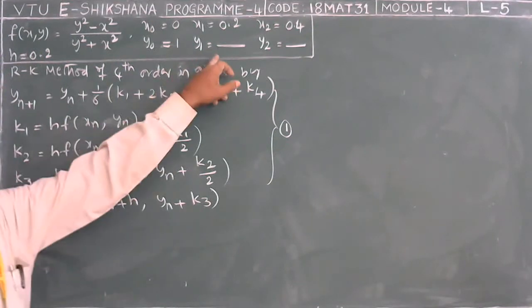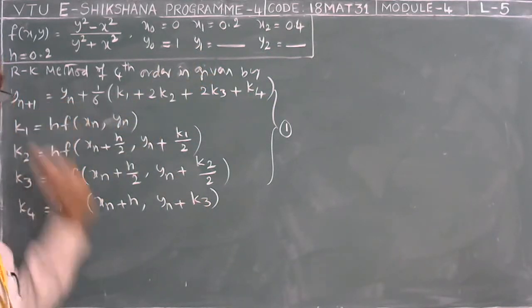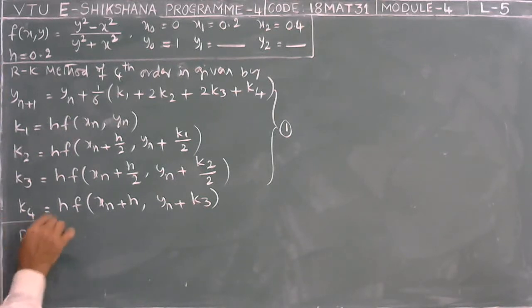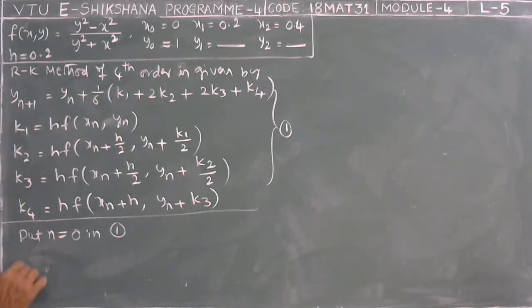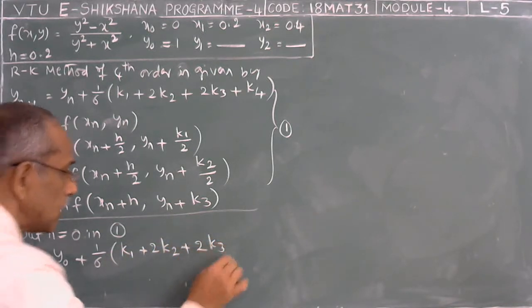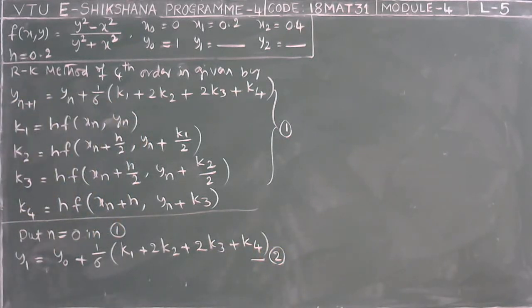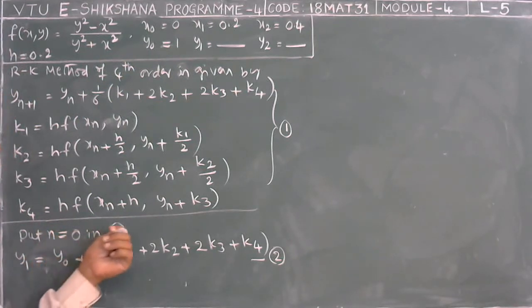Now I have to find first y1. I cannot skip y1 and go directly to y2. So I have to fix n to get y1. By putting n equal to 0 in the set of equations 1, I get y1. Then y1 is equal to y0 plus 1 divided by 6 into k1 plus 2 k2 plus 2 k3 plus k4. Let me call this equation 2. Let me calculate the k's and then substitute to get y1. Similarly, to get y2, I have to put n equal to 1 in equation 1 and continue the same.